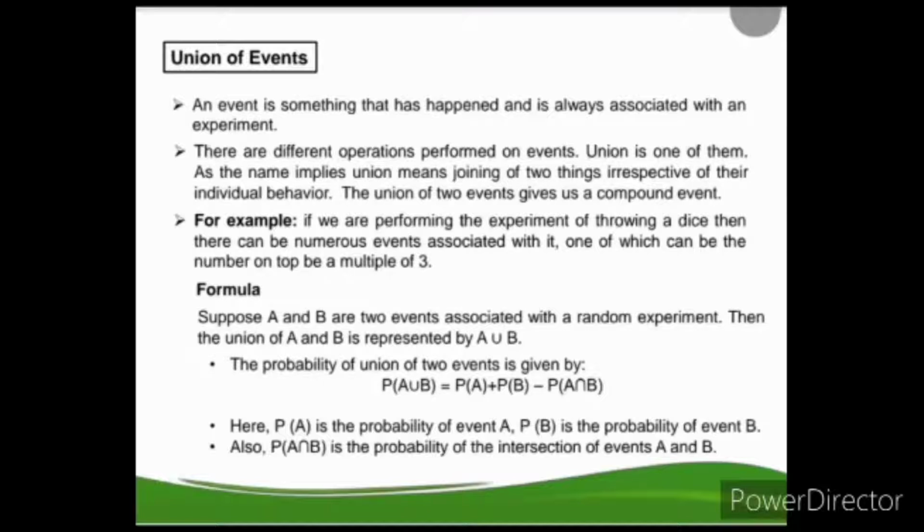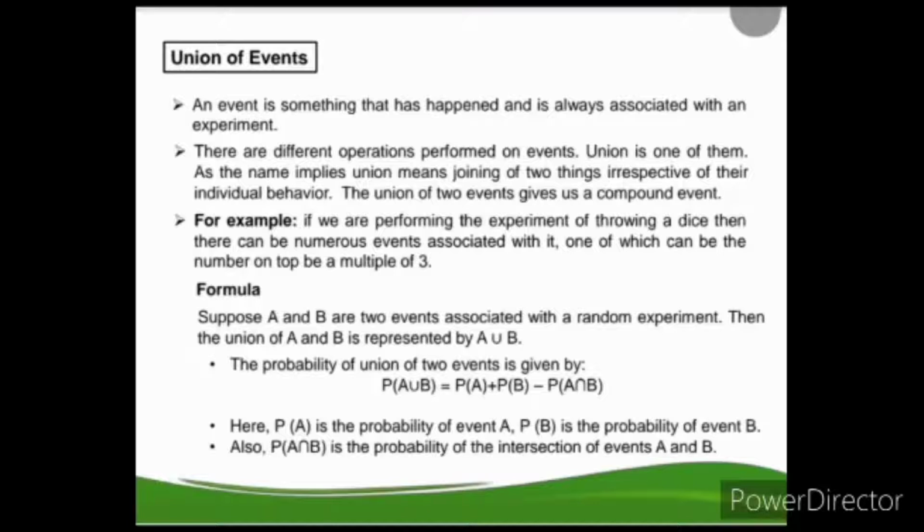For example, if we are performing the experiment of throwing a dice, then there can be numerous events associated with it, one of which can be that the number on top is a multiple of 3. Formula. Suppose A and B are 2 events associated with a random experiment, then the union of A and B is represented by A ∪ B.